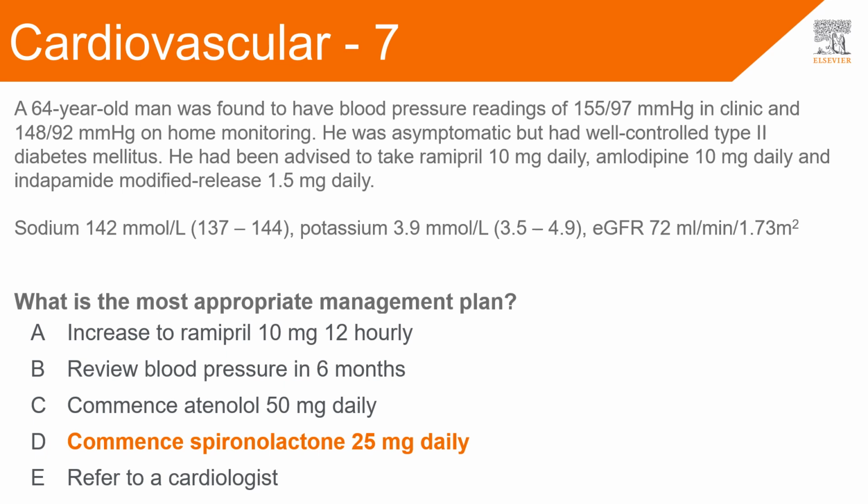Now, potassium levels, very important. Remember we discussed this. NICE guidelines say if potassium levels are less than 4.5, consider spironolactone. Potassium levels more than 4.5, consider a beta blocker instead. Okay, so that's why we go for D.